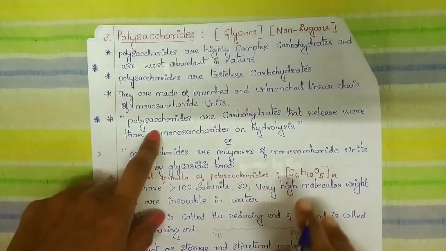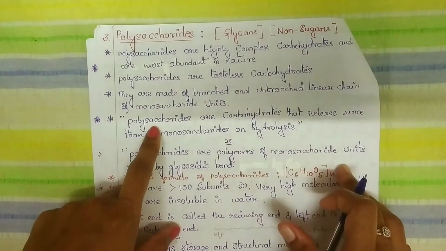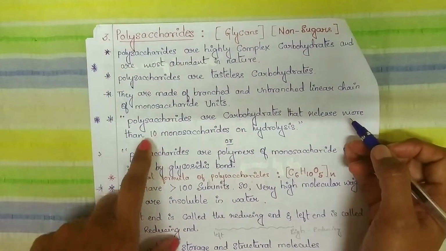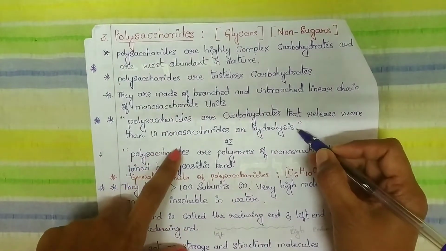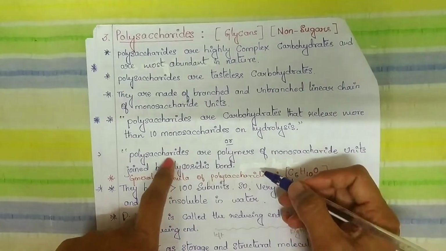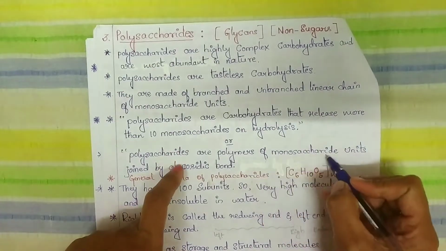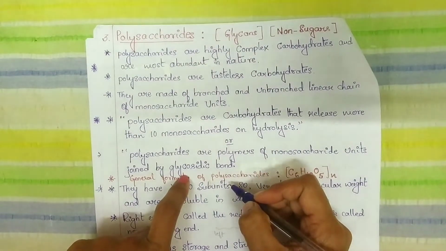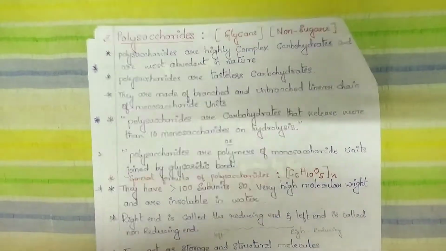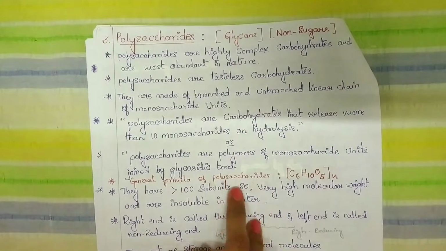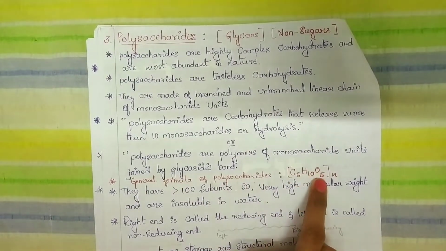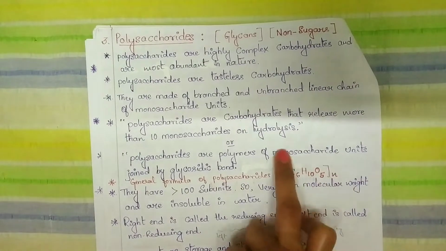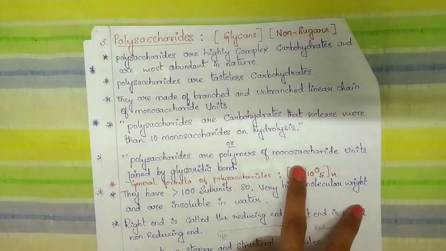If I have to give the definition here, polysaccharides are carbohydrates that release more than 10 monosaccharide units on hydrolysis, or you can define it another way: polysaccharides are polymers of monosaccharide units joined by glycosidic bonds. Now coming to the general formula, the general formula for polysaccharides is (C6H10O5)n. This is the general formula for polysaccharides.